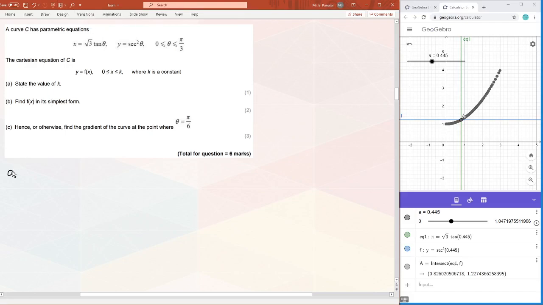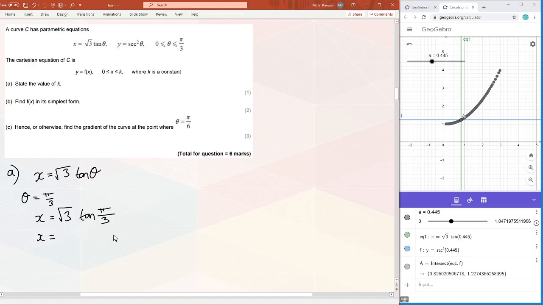So what I would do here, for part A, I want to work out my x value. To work out the x value, I want to use this equation. So x is equal to root 3 tan theta, and obviously at this point I'm looking at pi over 3, the end. So sub in when theta is equal to pi over 3, what is the value of x? x equals root 3 tan pi over 3, and then you can obviously put that in a calculator if you like and go forward accordingly.